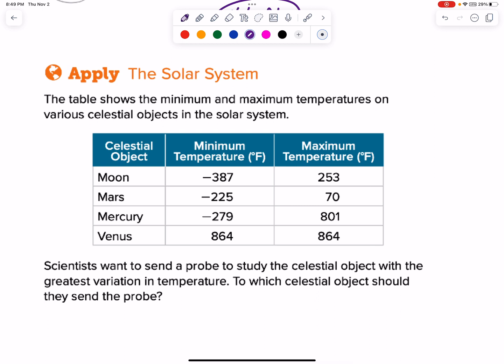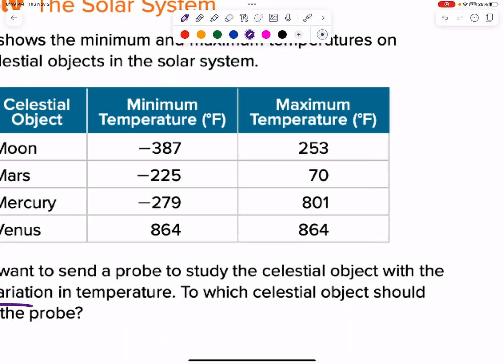Your apply says this table shows the minimum and maximum temperatures of various celestial objects in the solar system. Scientists want to send a probe to study the celestial objects with the greatest variation in temperature. So that's what we're looking for, the greatest difference or variation. So where should we send the probe? We're wanting to find the biggest variation.